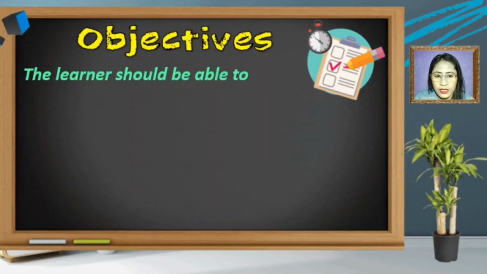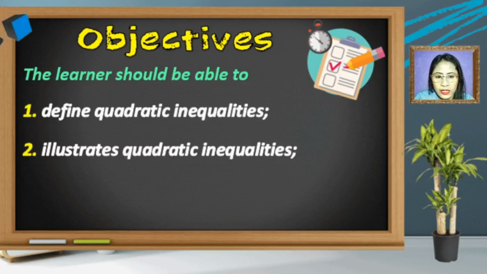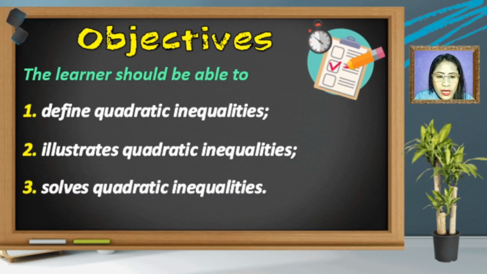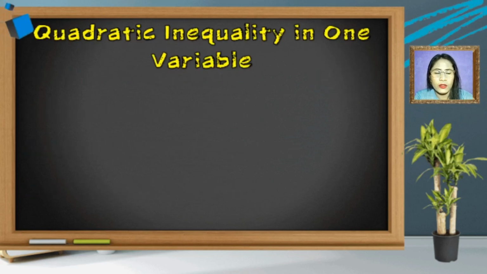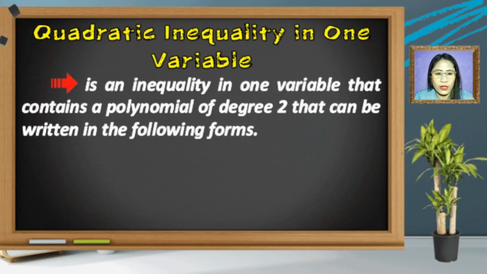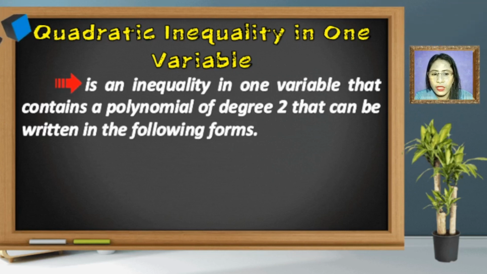Our objectives in this lesson, the learner should be able to define quadratic inequalities, illustrate quadratic inequalities, and solve quadratic inequalities. So, what is quadratic inequality in one variable? So, one variable lang muna tayo ngayon. It is an inequality in one variable that contains a polynomial of degree 2 that can be written in the following form. Meaning the highest exponent is 2. Bakit one variable? The only letter that you can see is x.